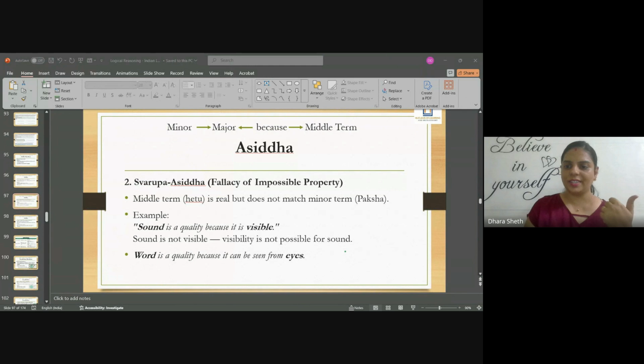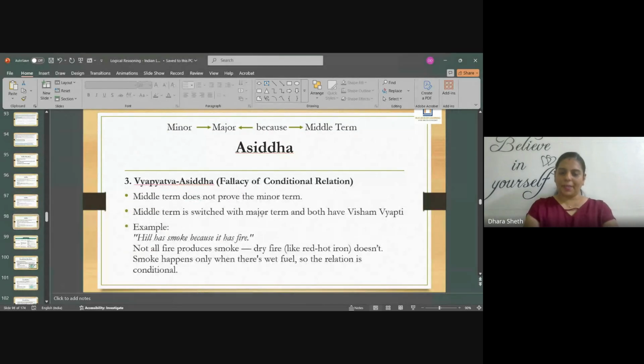Clear with ashraya asiddha and swarupa asiddha now? We go on. Vyapyatva asiddha. Middle term does not prove the minor term.